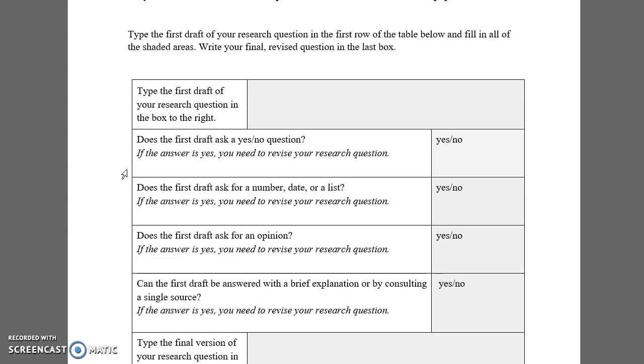Next, does the first draft ask for an opinion? Is there solid proof one way or another, one way to answer your question? If there is, that's not an opinion. But if people could give different answers to it, then there's going to be some sort of opinion related. Finally, can the first draft be answered with a brief explanation or by consulting a single source?